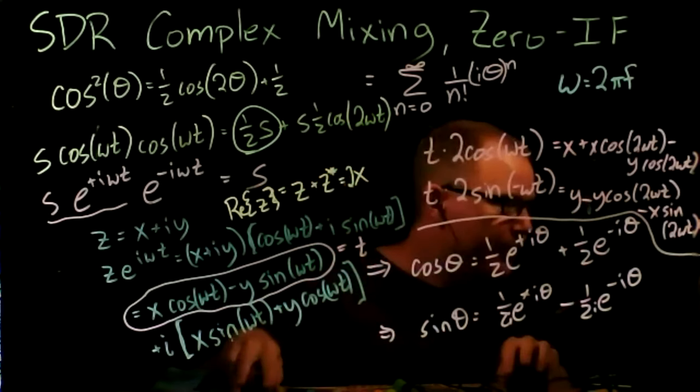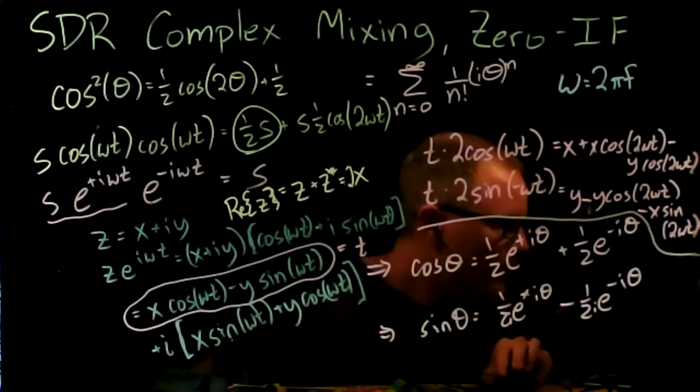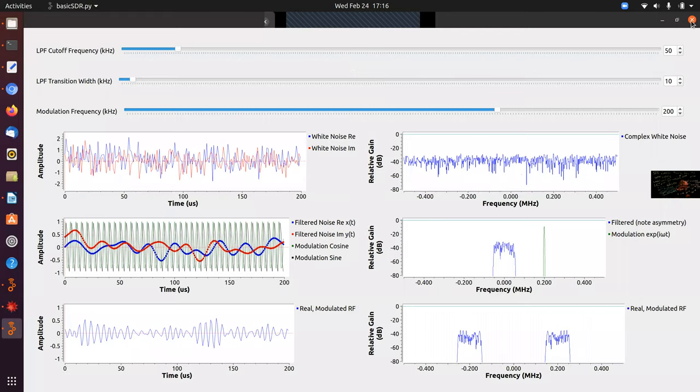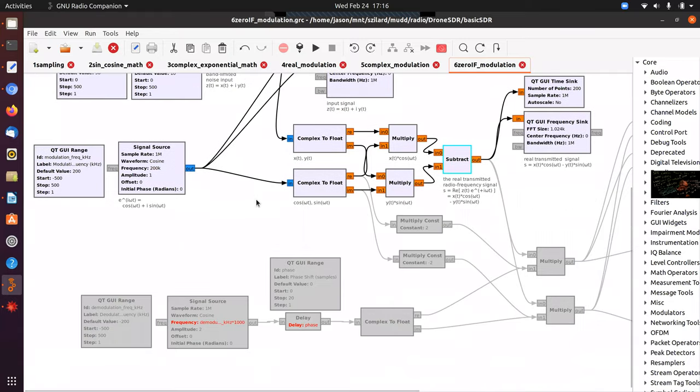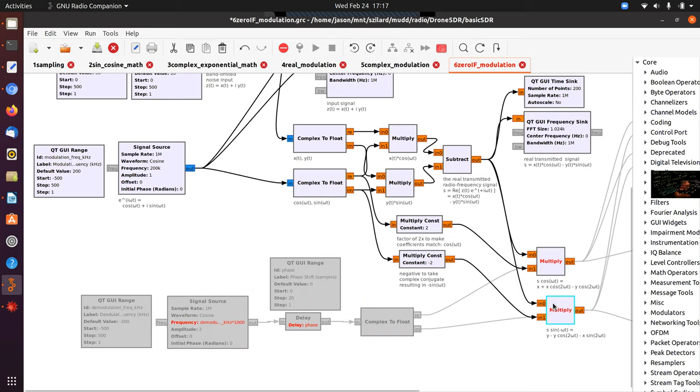So let me show you that. Share screen. Okay. So here I've converted my original complex exponential into just a cosine and a sine oscillator. I'm going to take the cosine and multiply by 2, take the sine and multiply by 2, just to get 2 cosine and 2 sine. This was the transmitted signal. So I'm going to multiply the transmitted signal by the cosine that I just made and multiply the transmitted signal by the sine I just made.